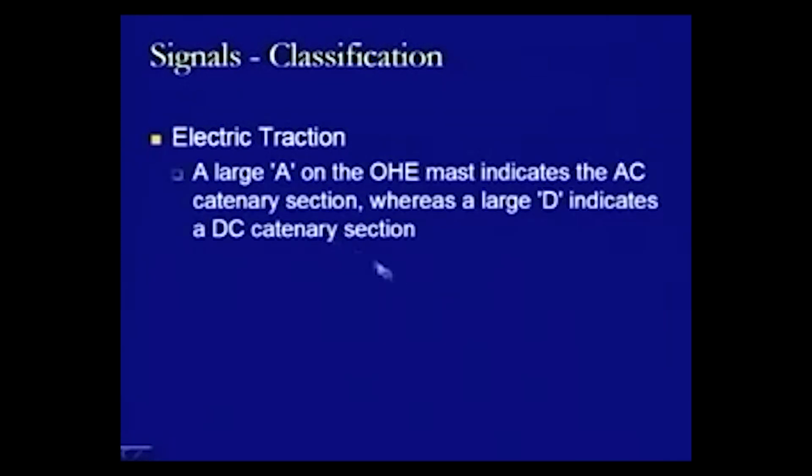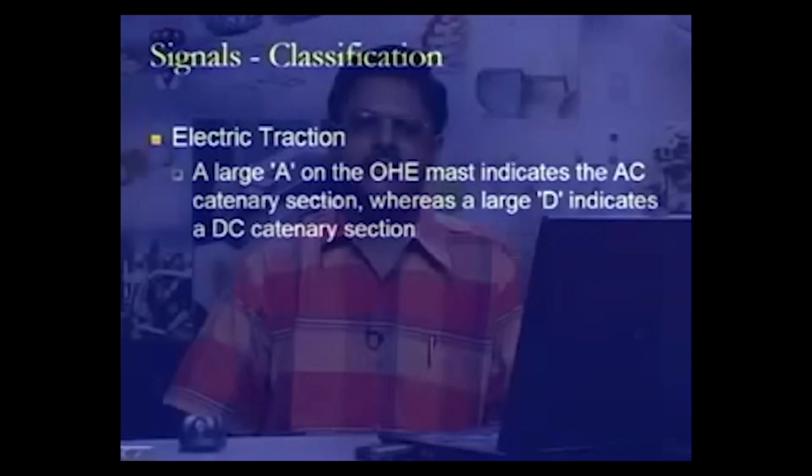Then further, if there is a large A on the OHE mast, it indicates AC, whereas if there is a large D, then it indicates a DC catenary section. So, this is how the electric traction indications are given to the drivers when they are moving on the electrified track.